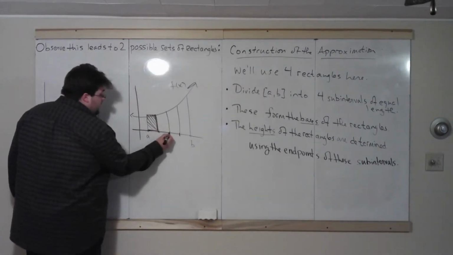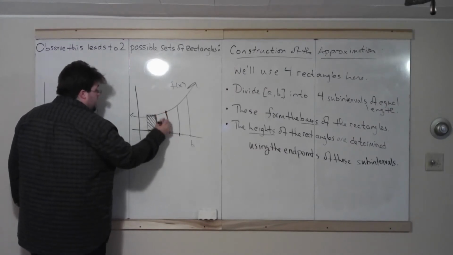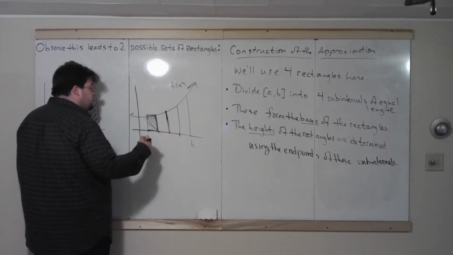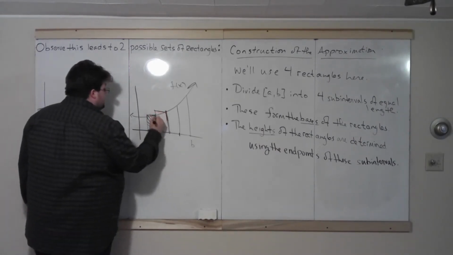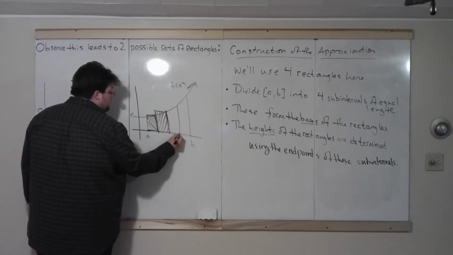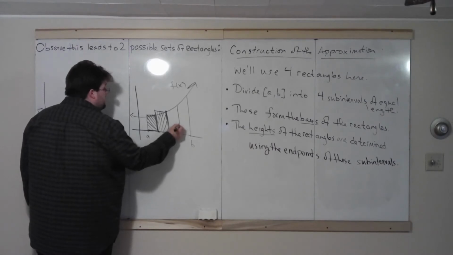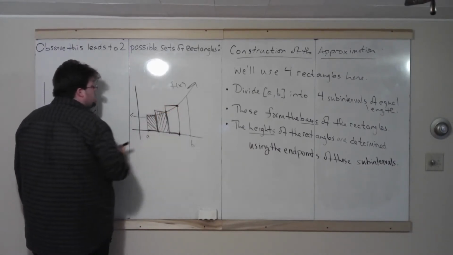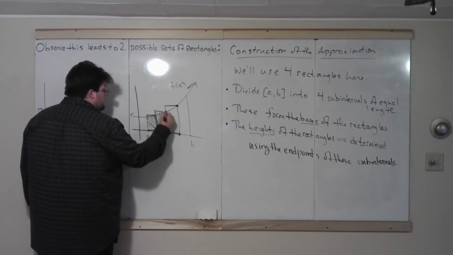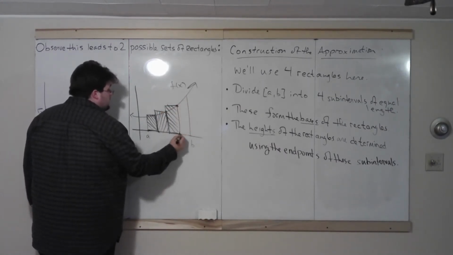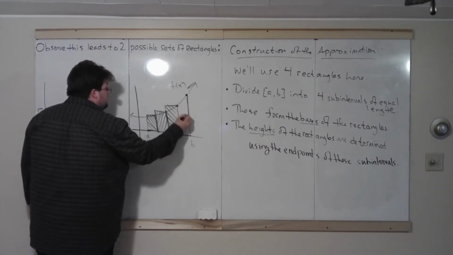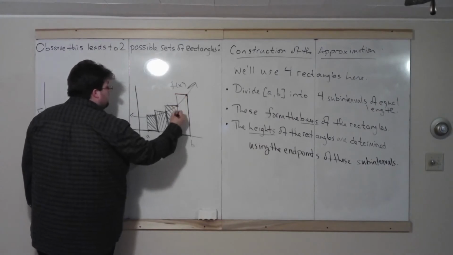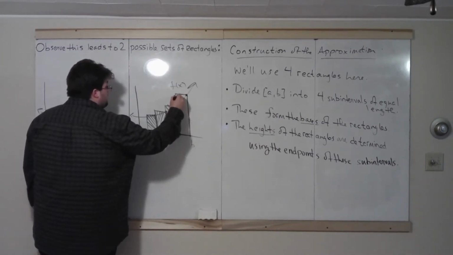Second strip, take the right endpoint. The height of the second rectangle is given by the function value at that endpoint, given by that y value. So the second rectangle is formed like that. And similarly, the third one, use the right endpoint. There's the base. The right endpoint goes up here, this way this time. And for the fourth one, the right endpoint is at x equals b. The height is given by that line. And the rectangle is formed like that.